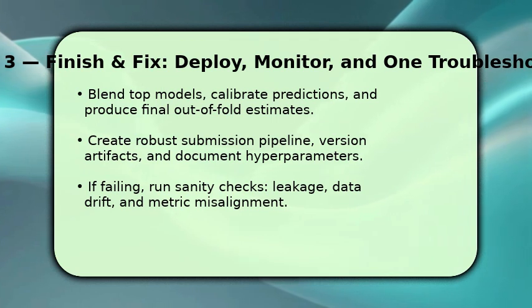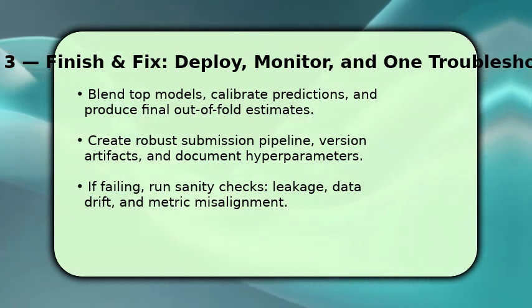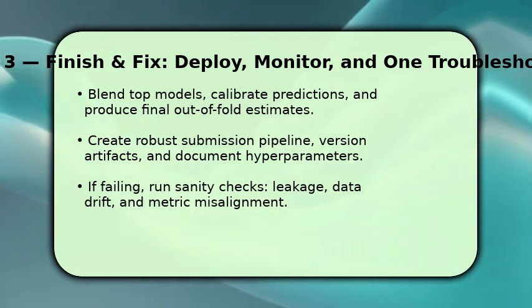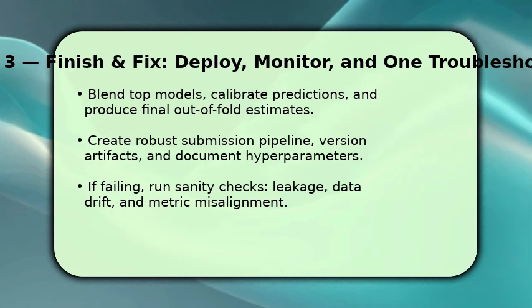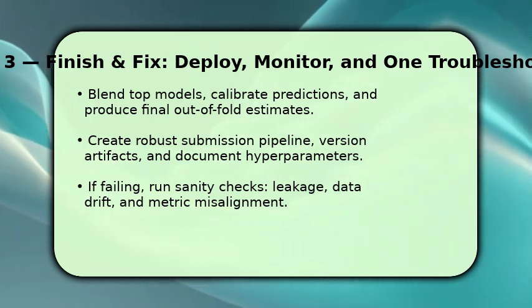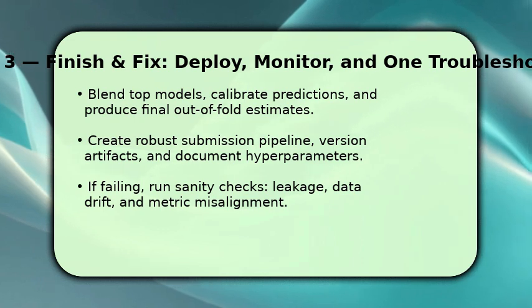Then build an automated submission pipeline that loads artifacts, applies identical preprocessing, and writes the submission file so you can repeat quickly. Make sure to tag versions and record hyperparameters for rollback.